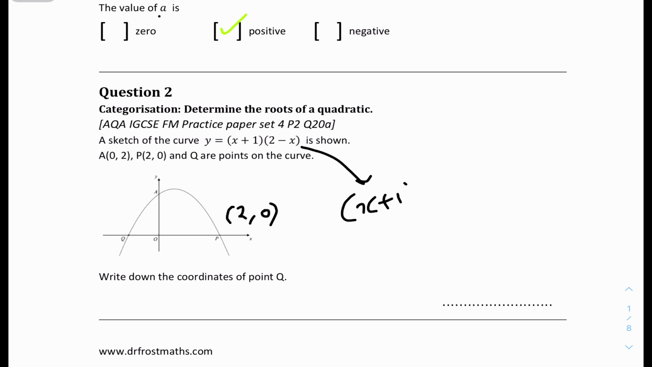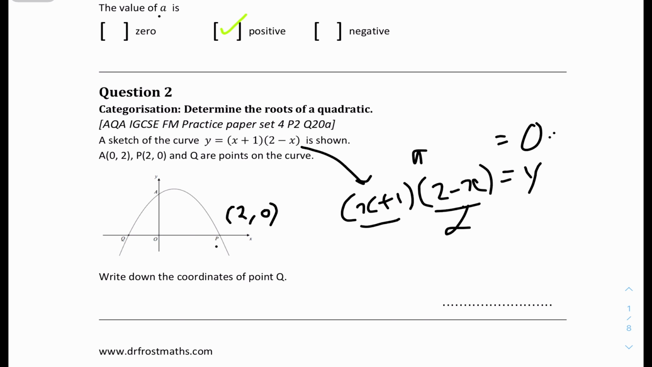It's x plus 1 times 2 minus x equals y. And if we set y to 0, which is what we want when we're trying to find the root, because it's on the x-intercept where y equals 0, so it'll be 0 equals whatever this is. So essentially it'll become x plus 1 equals 0 and 2 minus x equals 0. If we do 2 minus x equals 0, x will be 2, which is the value for P. So we don't want this, we want to focus on this. So it'll be x plus 1 equals 0, and therefore x equals minus 1, right here.